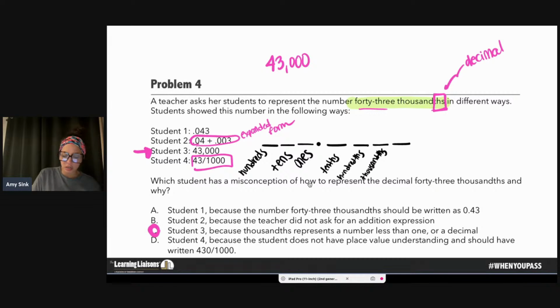Now, if we look at student number 4, this right here would be 430 thousandths, which would be written like this. And then that 0 would be able to be dropped essentially because it holds no value because of where it is. But this 0 cannot be dropped because it represents a totally different number, right? If we dropped that 0, we would have 43 hundredths and not 43 thousandths.